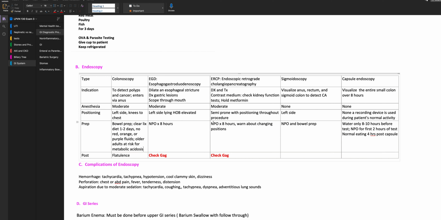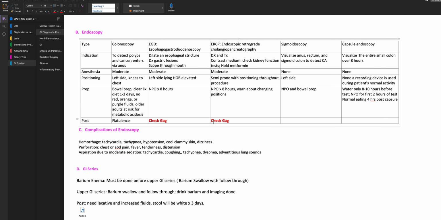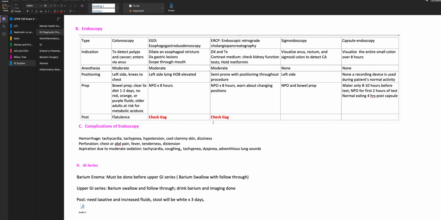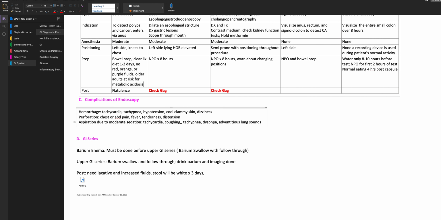No anesthesia, so you don't really need to worry about that. So the complications of endoscopy, anytime you put a scope in somebody, are hemorrhage, perforation, bowel perforation, so fever, tenderness, distension, and aspiration. So that's why you check the gag reflex. Okay, so listen to their lung sounds, check their gag reflex.